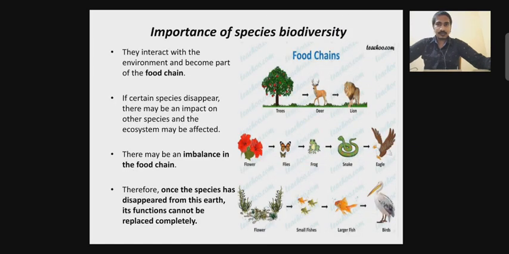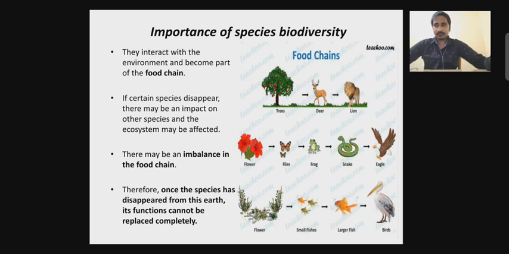The importance of species diversity, first and foremost, is in terms of the food chain. If there is no species diversity, that means there will be an imbalance in the ecological cycle or the food chain. For example, there is a very beautiful pictorial representation. In the first row, you can see there is a tree, and the deer, being the herbivore, is obtaining his food from this tree, and the lion, being the carnivore, is obtaining his meal from the deer, isn't it?